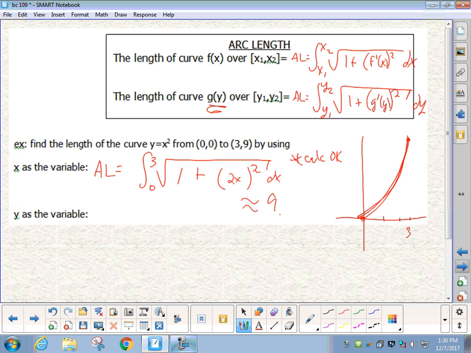9.747? Okay. Now try doing the same curve, which obviously should be the same length, but using y as the variable.